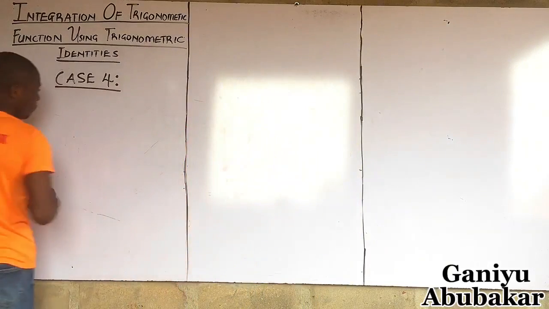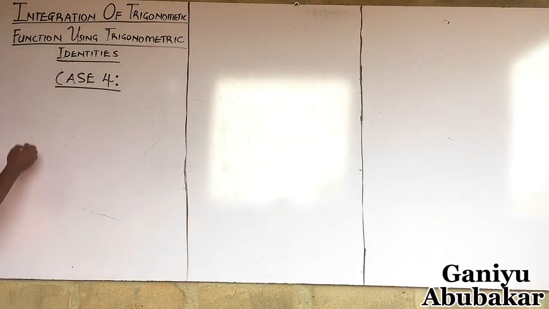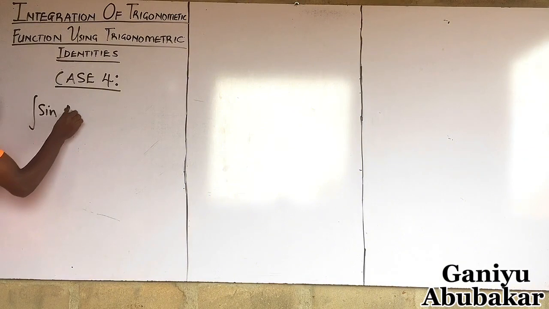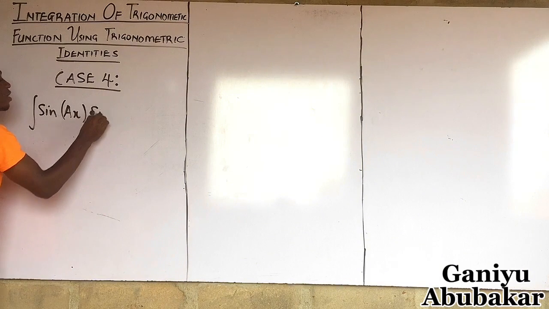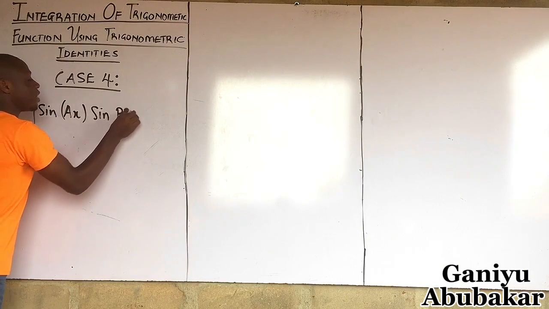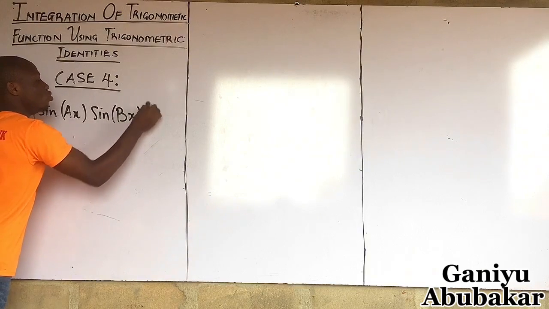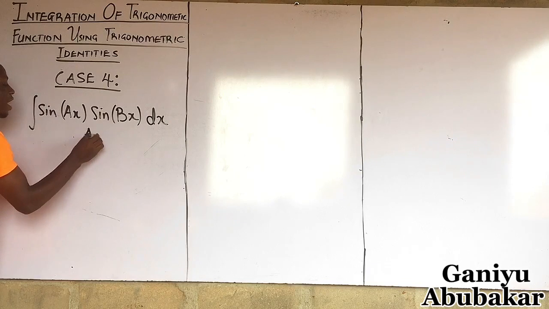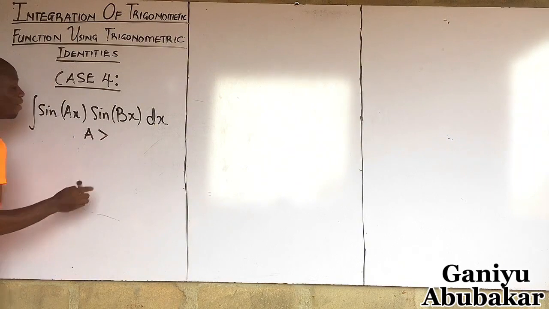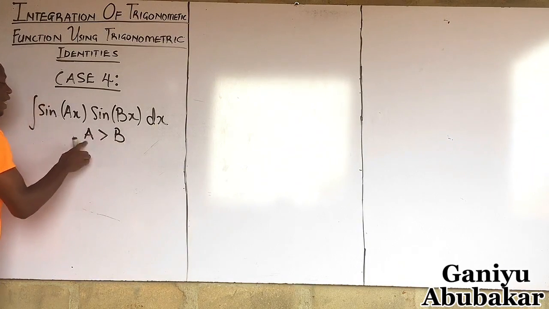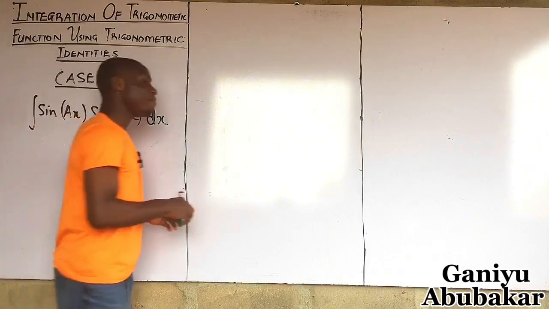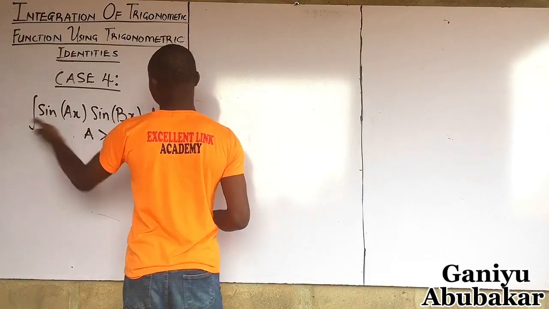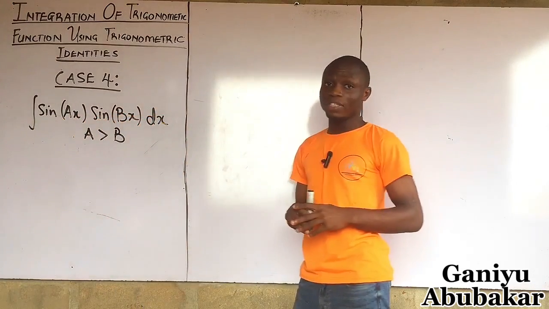So your first task here is that if I have an integral of sine ax and sine bx with respect to x, such that a has a larger value than b, that is, a is greater than b. So if I have an integration of something of this nature, how do I go about it?